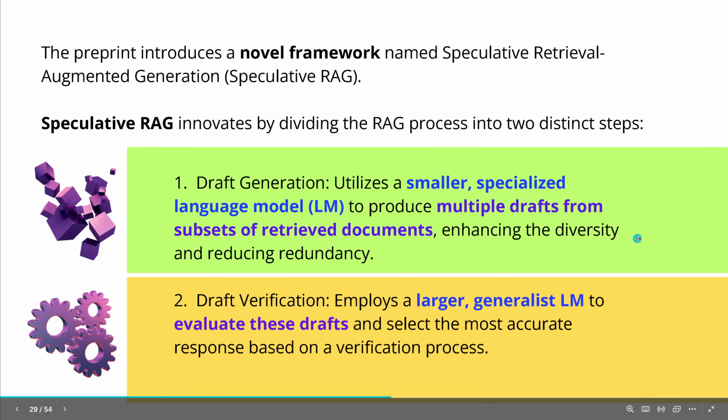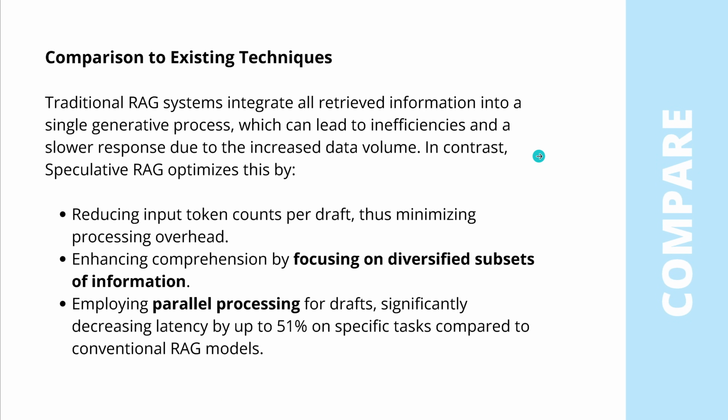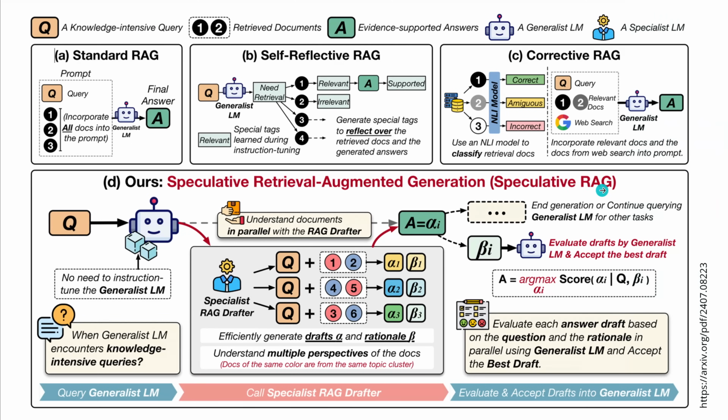That's it. That's speculative RAG. If you compare it now to existing techniques, you see here, well, of course, since we only have a subset, we have a reduced input token count per draft, but of course, in total, we have much more. We are focusing on a diversified subset of information in our data stream, but of course, we have now a massive parallel data stream, and we have parallel processing of drafts. Beautiful. Now here I show you speculative retrieval-augmented generation, the last here in the development of a technology.